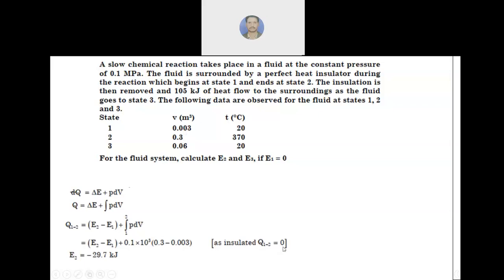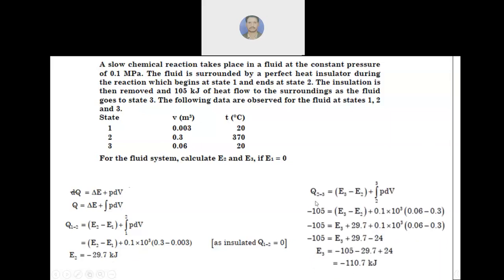And Q12 is 0. Why Q12 is 0? Because it is insulated. And E1 is given 0. Put these values, you will get E2 equals to this much. Is it clear? First write the first law of thermodynamics, then write down the formula of work done. Okay, put the values. Given E1 equals to 0, so put E1 equals to 0. Between state 1 and 2 it was perfectly insulated, means heat transfer is 0. So put the heat transfer 0, solve it, you will get E2 equals to this much. Okay, so you got the value of E2. Now you have to find E3.